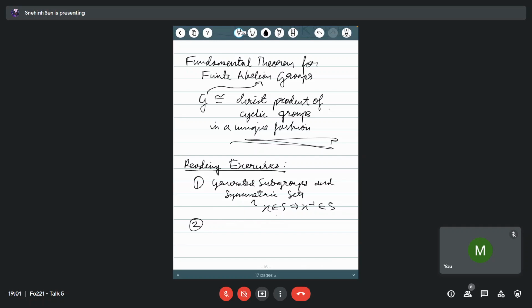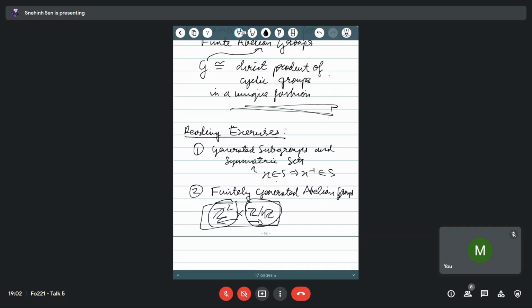And the other thing is finitely generated abelian groups. Basically, some infinite abelian groups have some nice structure. For example, Z, right? It's cyclic. Z square. What about Z square times Z mod nZ? Even though it's infinite, it has a nice structure, and you can study it using these two parts distinctly, using this separately and this separately. That is the idea.